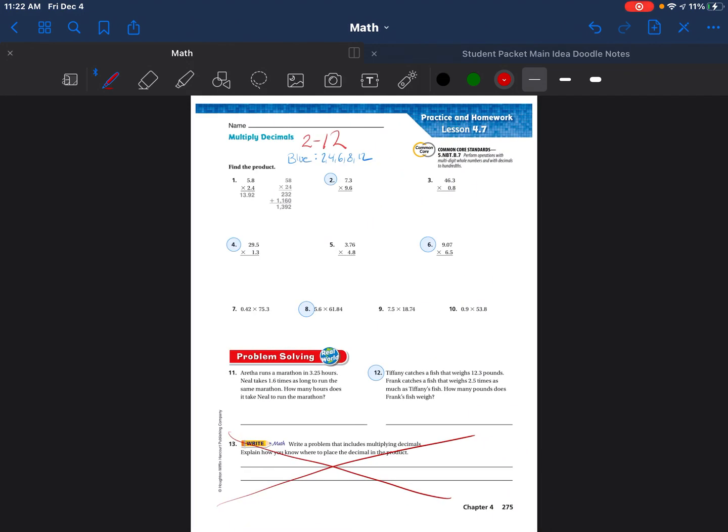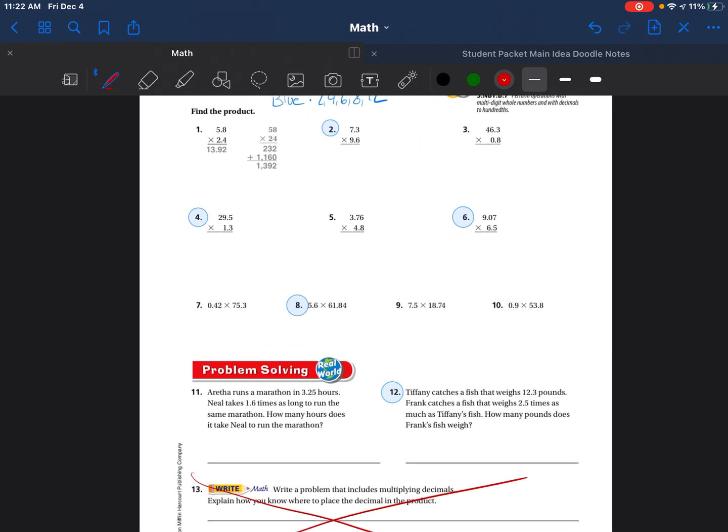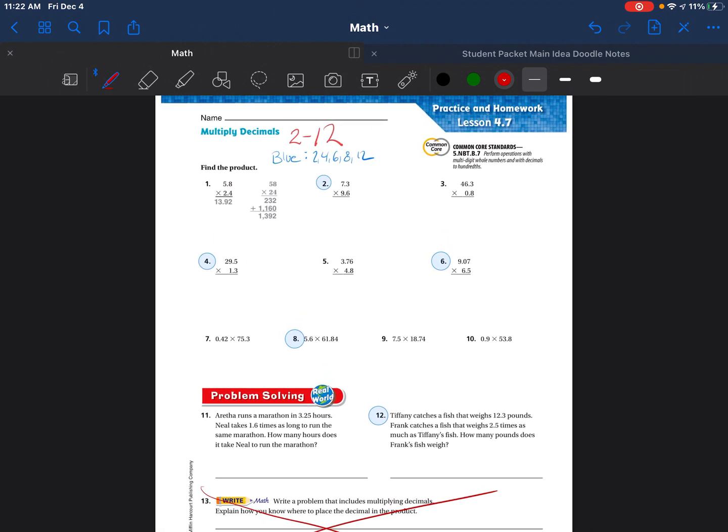So let's look at your homework. Your homework is on page 275. Most of you are going to have to do 2 through 12 all. We're skipping 13. But my blue group, you're going to do the ones that are blue: 2, 4, 6, 8, and 12. So 1 through 10, you're just multiplying just like you normally would, and then placing your decimal. And then 11 and 12 are just story problems.